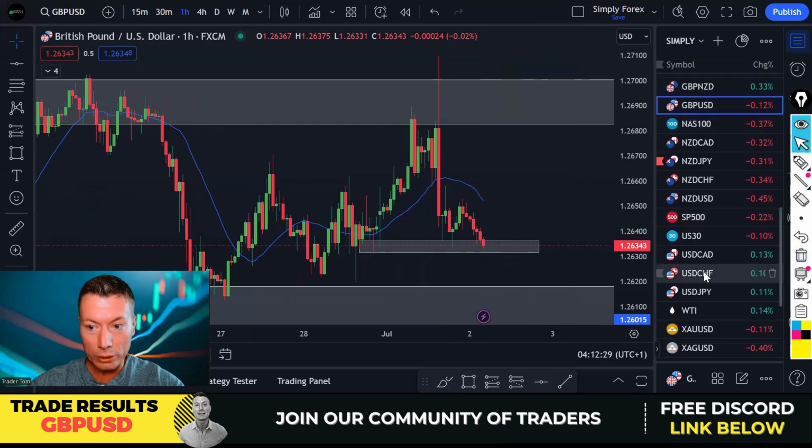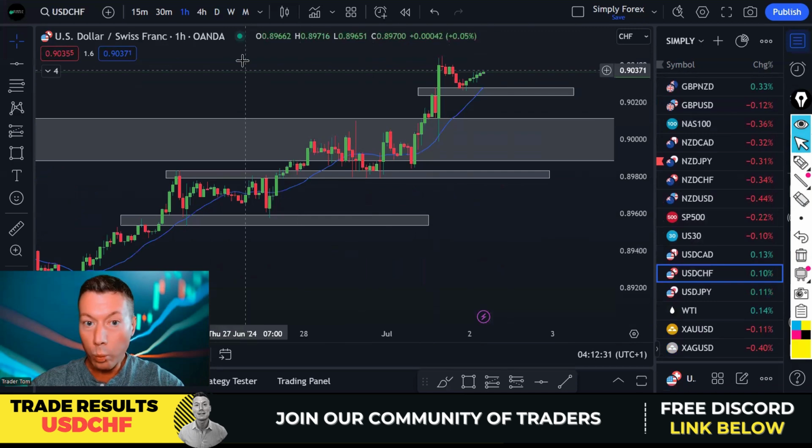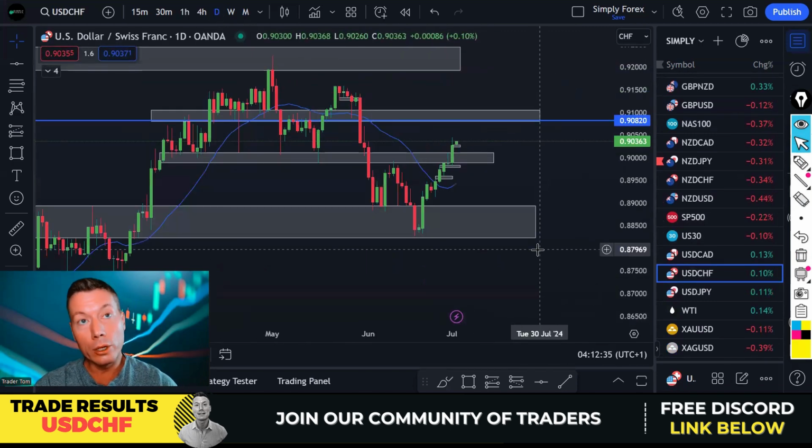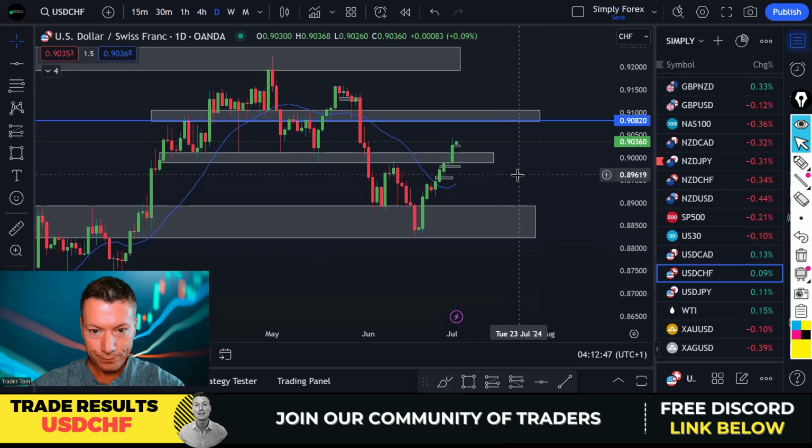And also US dollar Swiss franc. What a difference a day makes. We were looking at this pair as a sell opportunity yesterday, but one daily candle has changed my opinion to a buy trade. And you need to be flexible in the markets.